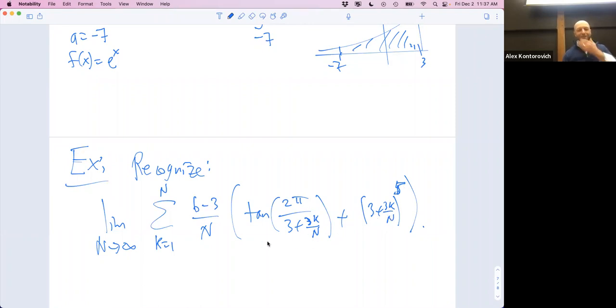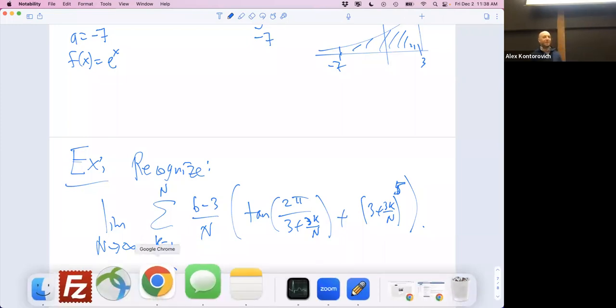Actually, this kind of gives it away. It's not good if I do it like that. It gives it away too much. Okay, just recognize what this limit represents geometrically. Obviously the point is that it's some kind of integral. It's an integral from what to what? Oh, it's a quiz. So think about it for a second.